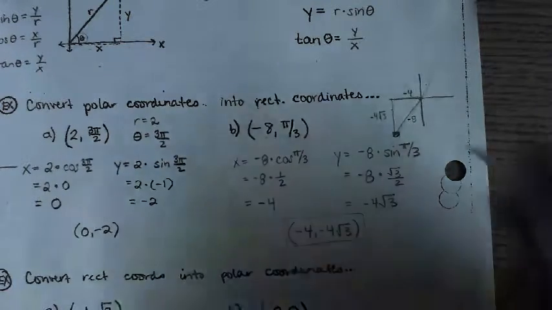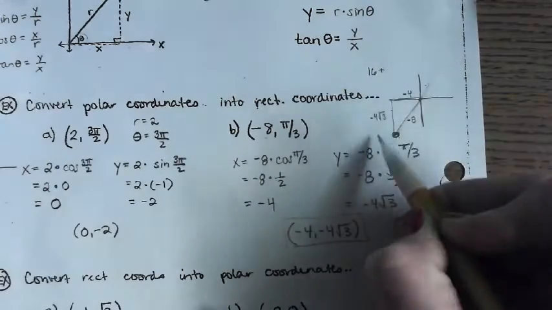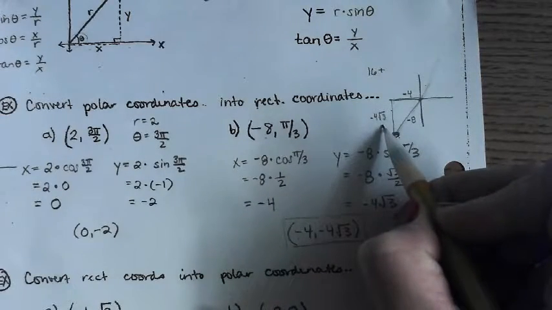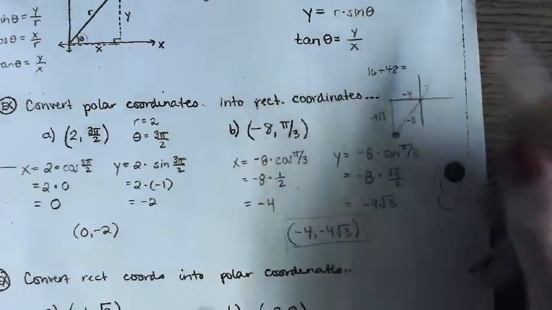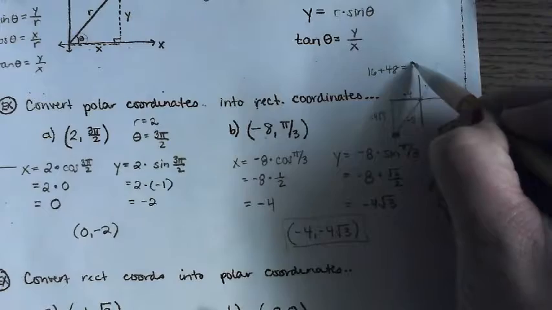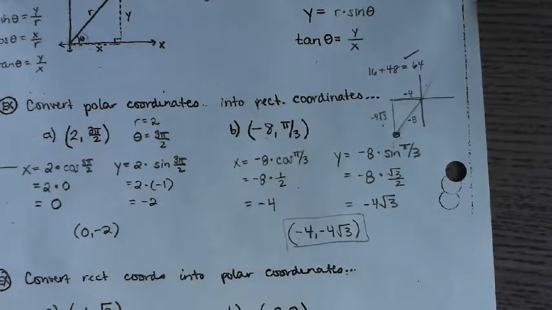4 squared is what? 16 plus, what's 4 root 3 squared? 48, good. Equals, what's 8 squared? Okie doke.